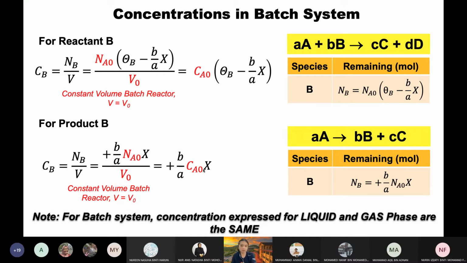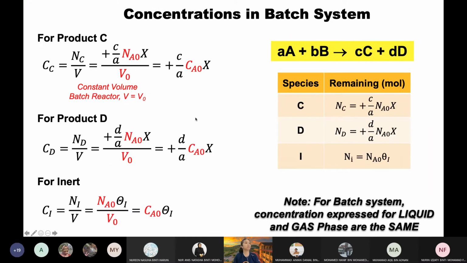Maksudnya kamu tahu stoichiometric coefficient, kamu tahu Ca0, kamu tahu X, kamu dah boleh cari Cb. So kamu kena tengok, you can see concentration of B is expressed in two different ways depending on whether your B is a reactant or a product in the reaction. Okay, so done on B. Now we go to C.